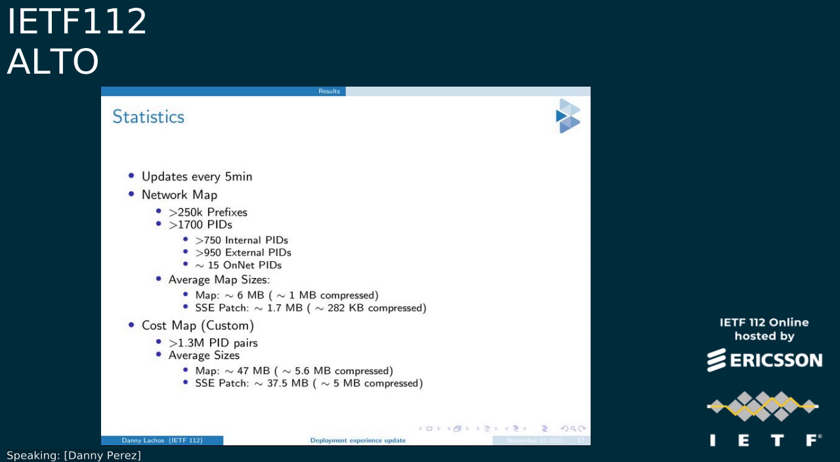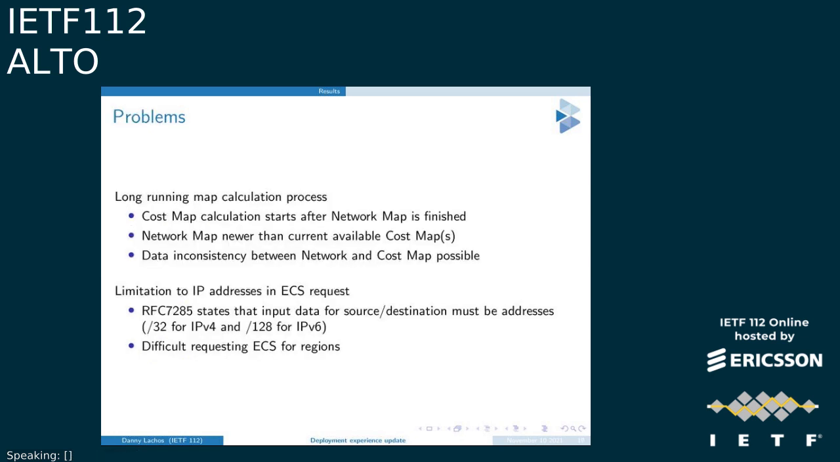Okay, some statistics from our ALTO running server. All the network maps and cost maps are updated every 5 minutes. We have more or less 250,000 prefixes across 1,700 PIDs, and the average map size is about 6 megabytes. In the case of the custom cost map matrix, we have more than 1.3 million PID pairs, with an average size of the cost map of more or less 47 megabytes. Okay, we can go next.